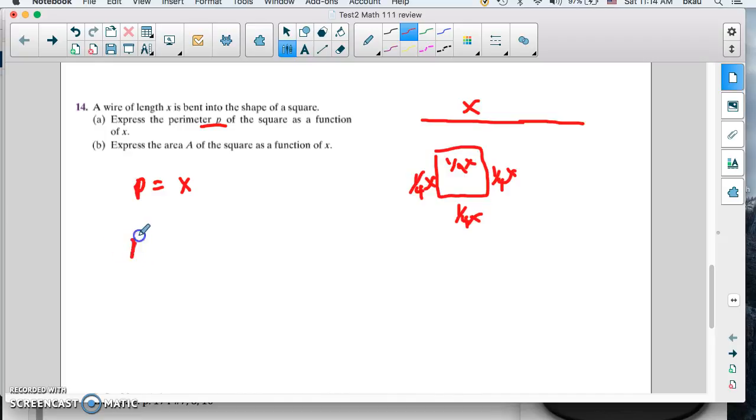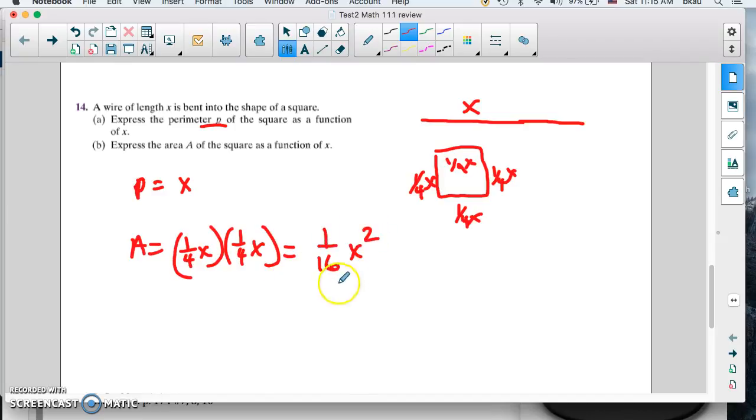Now the area is taking the length times the width, so it'd be 1/4 x times 1/4 x, or 1/16 x squared. So that's the function in that. Here's the perimeter, here's the area. All right, we're going to move on to number 4.